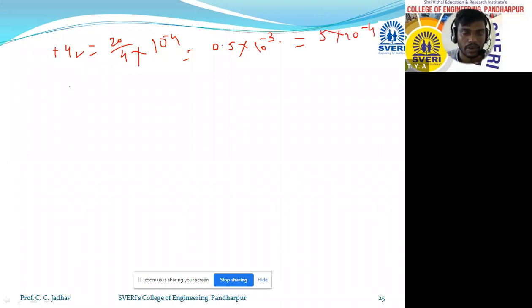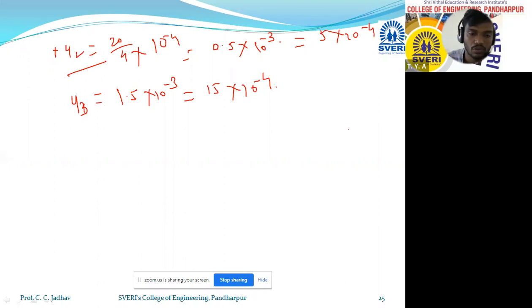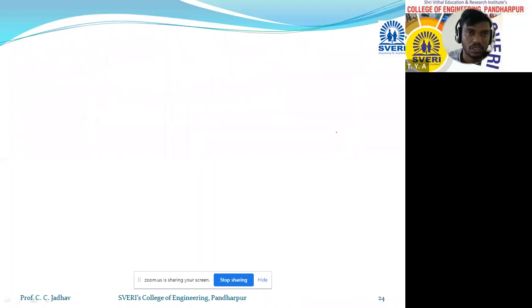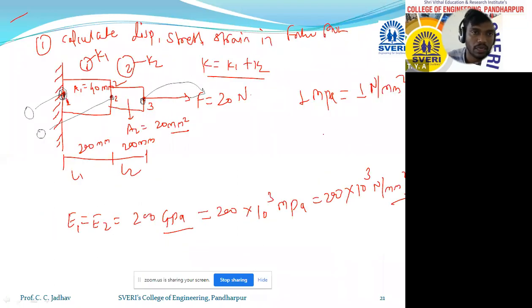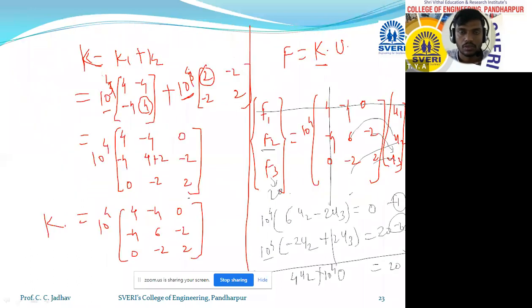That will also be correct. And from this u2, you can put this value into the first equation. You will get the u1, u3 value. u3 is equal to 1.5 into 10 raised to minus 3 or 15 into 10 raised to minus 4. So this is your u2, u3 value. u1 is equal to 0 because the displacement at the origin point will also be 0 here. u1 is 0. u2 we have already calculated, the displacement at this point and the displacement at this point.